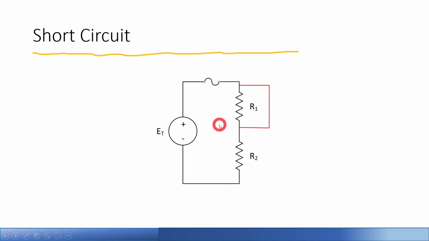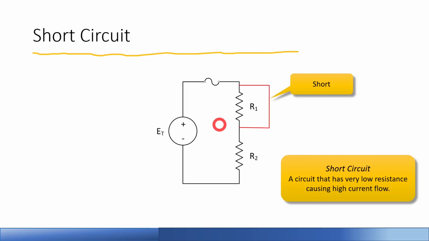The current is much like us driving in traffic. If we see a traffic jam and we see an exit that we can get off and drive on an outer road which has no traffic, we're going to choose that path of least resistance. Well, electric current does the same thing. If there's very little resistance in one path and a significant amount of resistance in the other, it's going to choose the path of least resistance. And so that is shorting out R1. And a short is a circuit that has very low resistance causing very high current flow.